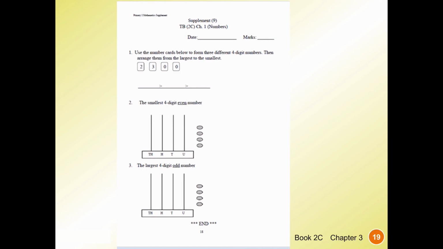For the supplementary exercise 9, page 18, number 2, we are asked to find the smallest 4-digit even number. So just to remind you guys, at least you have to put 1 on the thousands place. Otherwise, it will become a 3-digit number. And for question number 3, the largest 4-digit odd number. So for an odd number, on the units place, we must have at least 1 to make it an odd number.